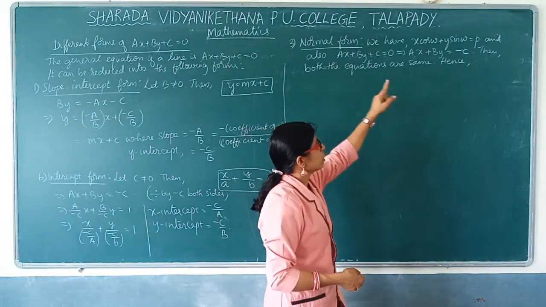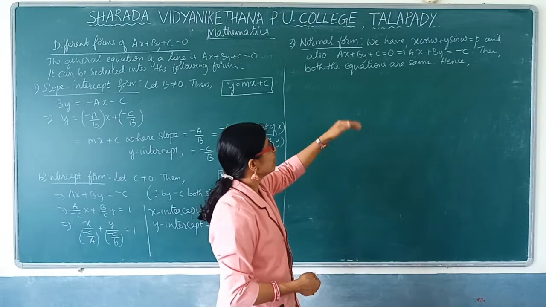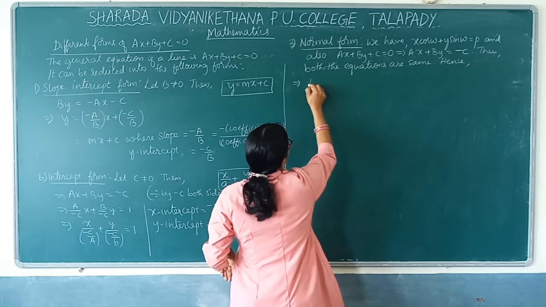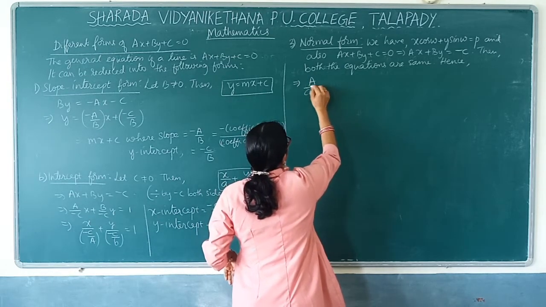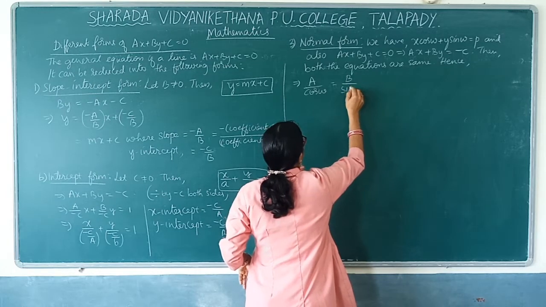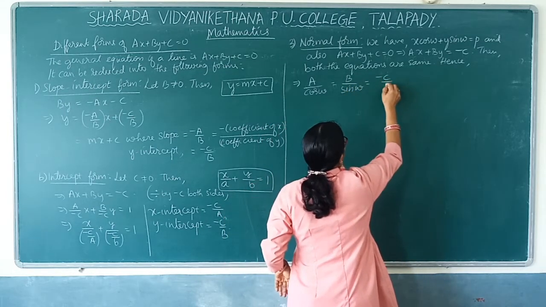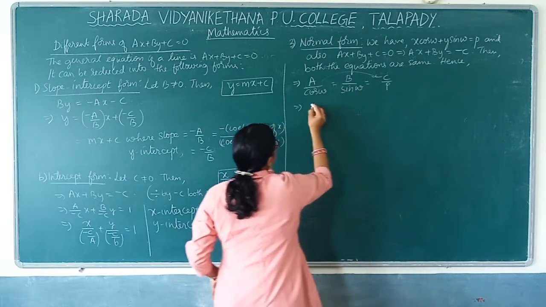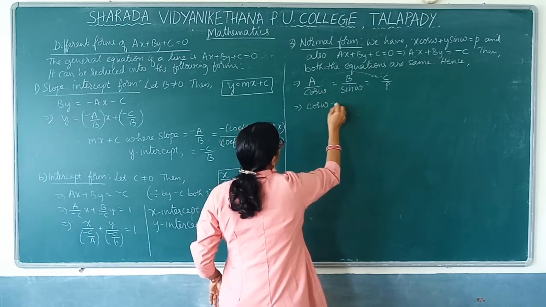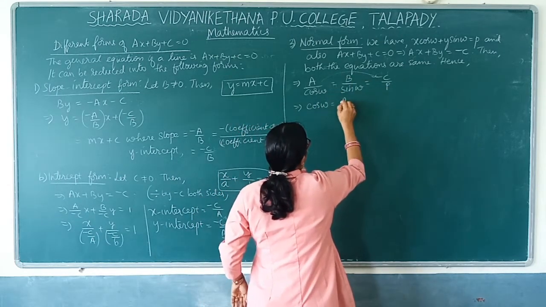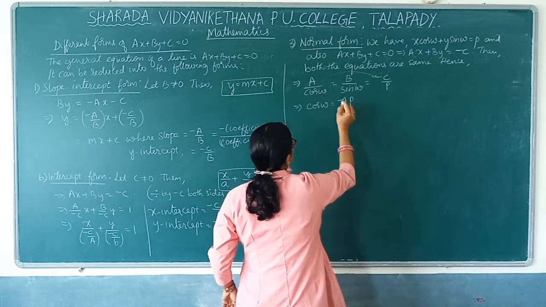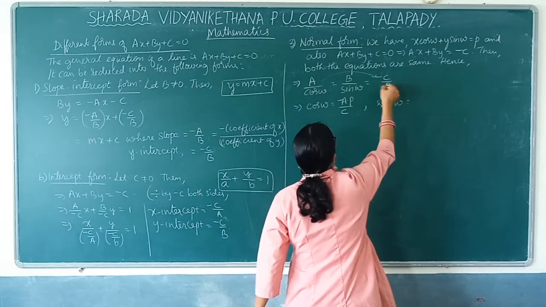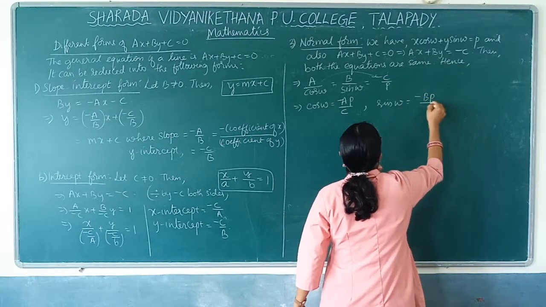So the general form is also given. Both represent the same line. So we can take the ratios and equate them. So a by cos omega is equal to b by sin omega, is equal to minus c by p. Now first we will equate the first one with this. So what do we get? Cos omega is equal to, p will come this side, minus ap by c, and sin omega is equal to, cross multiply, minus bp by c.